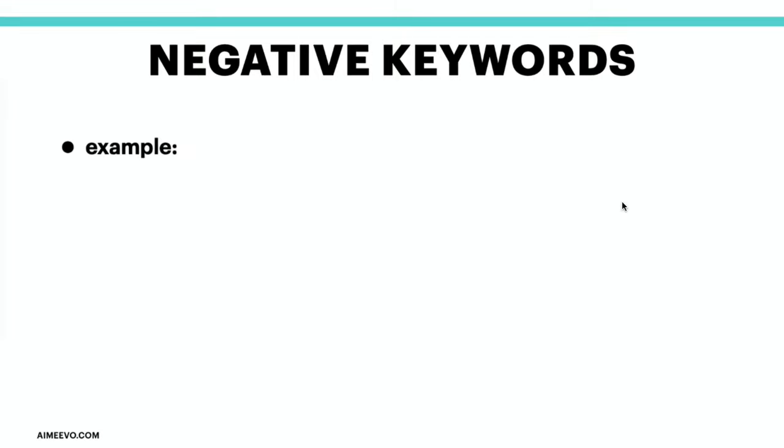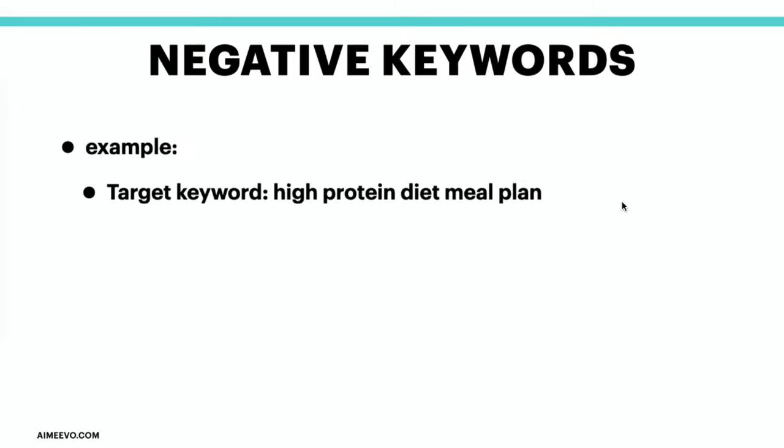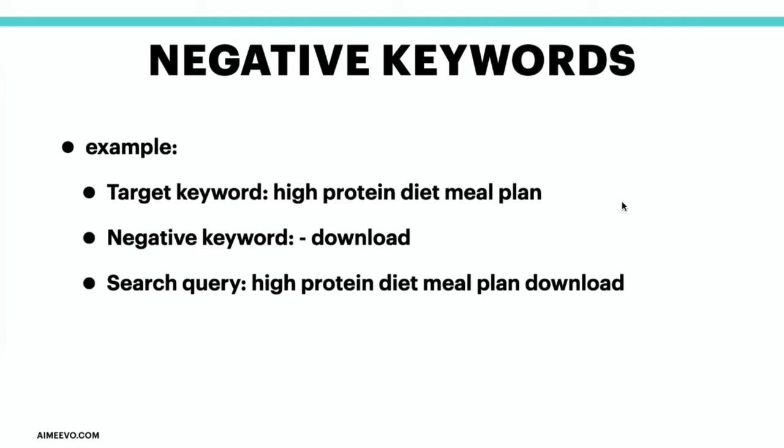An example of this is we added the target keyword of high protein diet meal plan. We also add a negative keyword of download, which means that if someone searches for high protein diet meal plan download, your ads, or our ads, will not be triggered or shown to that particular user.